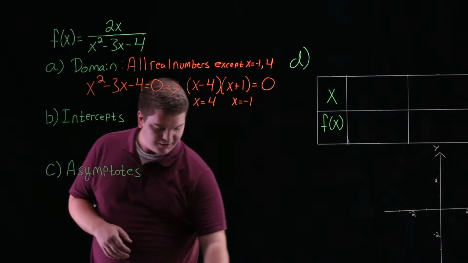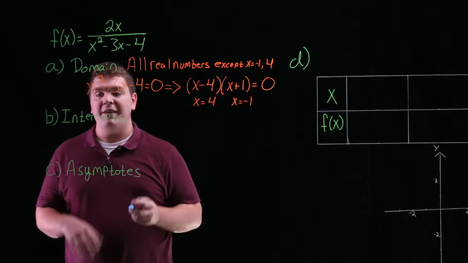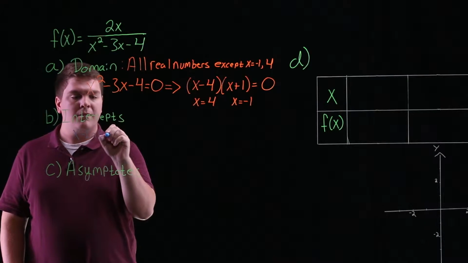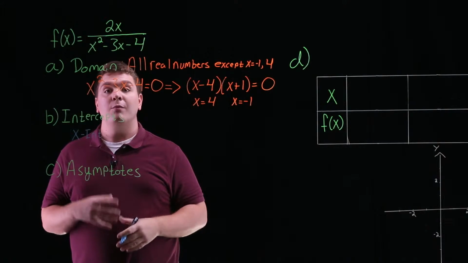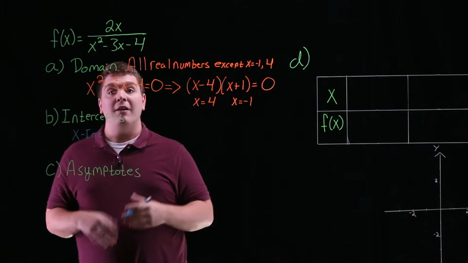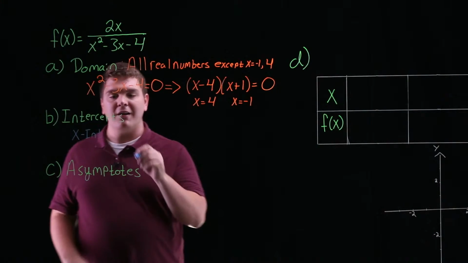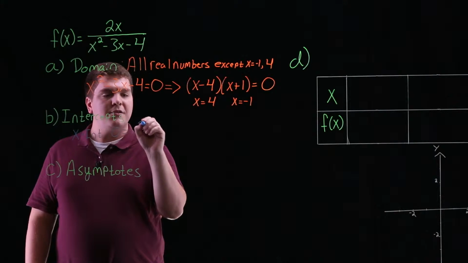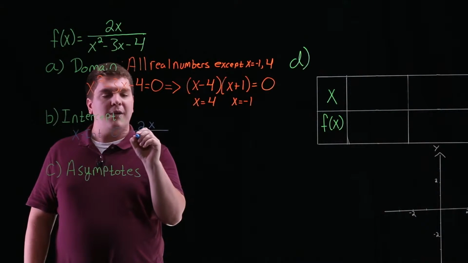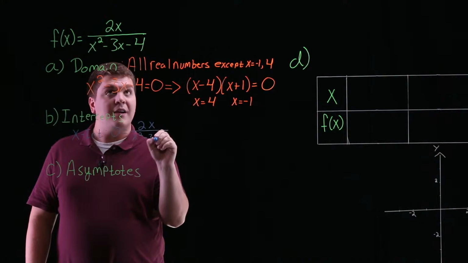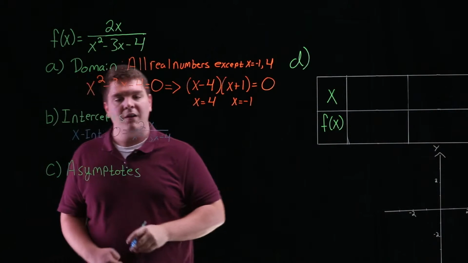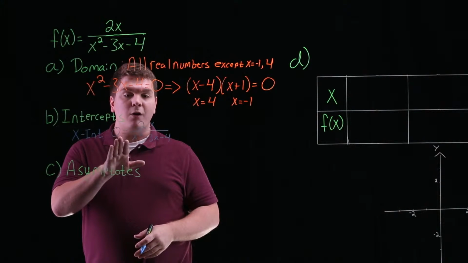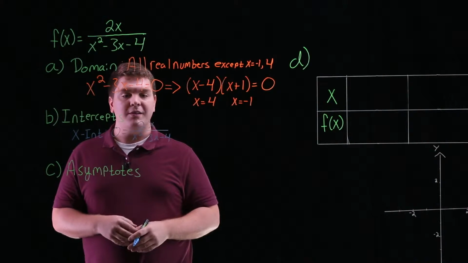Now, let's go ahead and find our intercepts. So let's start by finding the x-intercepts. In order to find the x-intercepts, we're going to set the y, or f of x, equal to 0 and solve for x. So looking at our equation, we're going to solve 0 is equal to 2x divided by x squared minus 3x minus 4. Now, since this is a rational equation, this is only equal to 0 when the numerator is equal to 0.